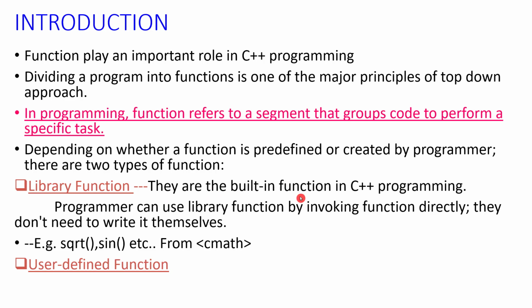They are the built-in functions in C++ programming. The programmer can use a library function by invoking the function directly. Invoking means calling the function directly. They don't need to write it themselves. Like we don't want to code a square root or find the sine value of any value. There are so many examples like this. These are called library functions. Suppose something is created by the user for his own requirement. It is called a user defined function.